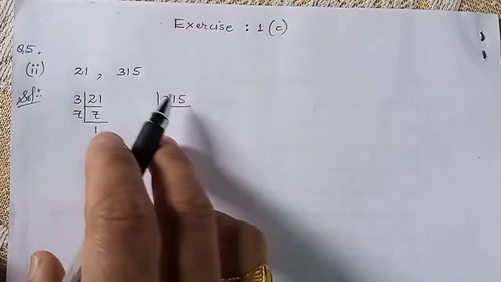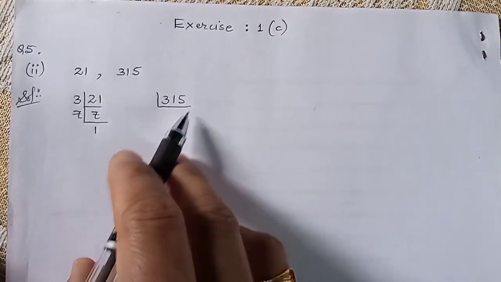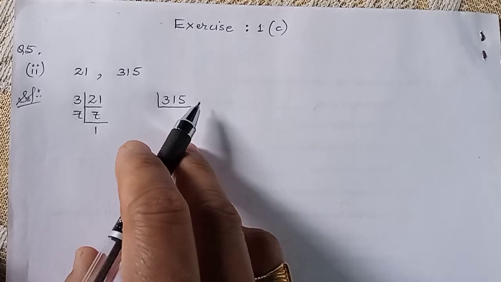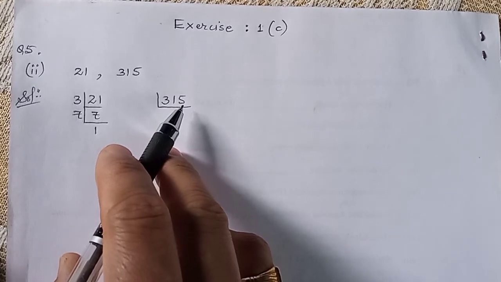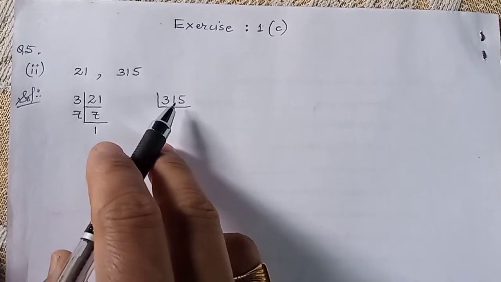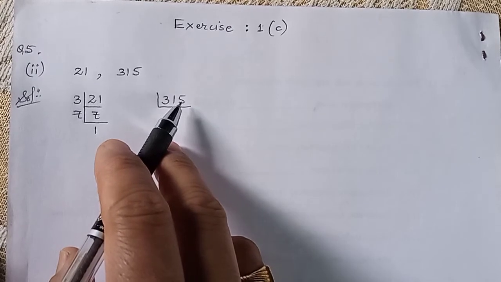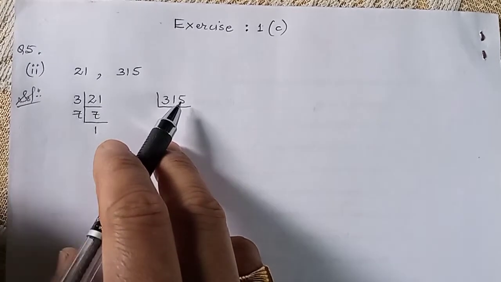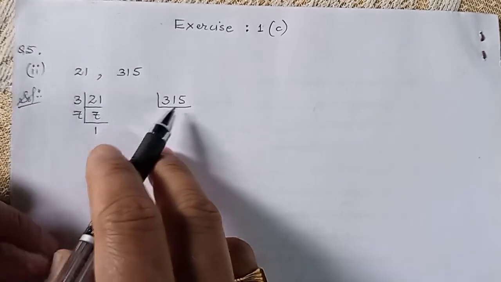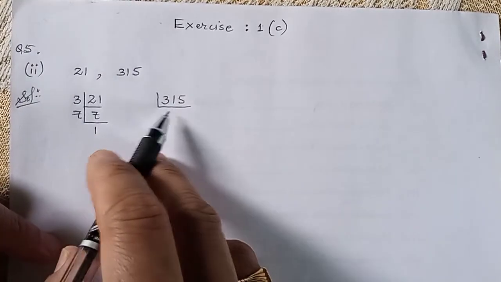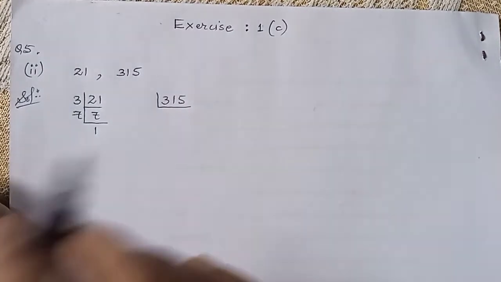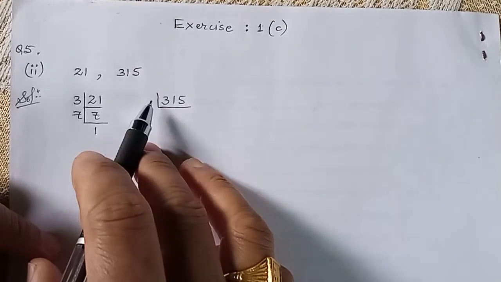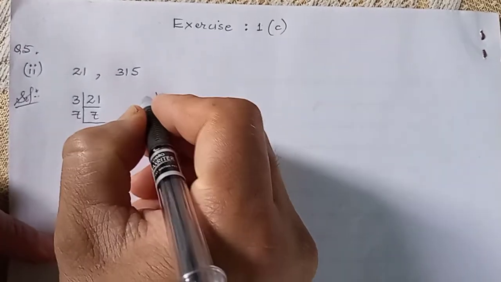For 3, remember, for big numbers, what's the test of divisibility? When you want to divide any given number by 3, the rule is that you add all the digits, and the sum should be a multiple of 3 in order to be divisible by the prime number 3. So let's add: 3 plus 1 is 4, and 4 plus 5 is 9. The sum is 9, and 9 is a multiple of 3. 3 threes are 9. That means yes, we can divide this by 3.